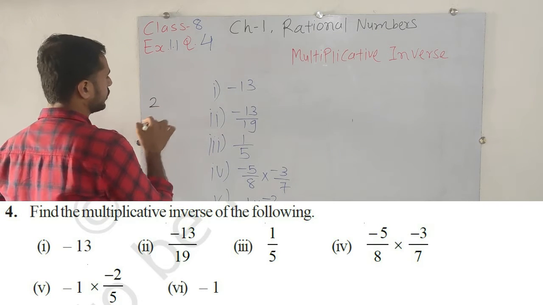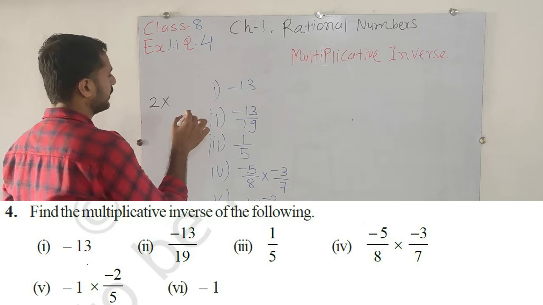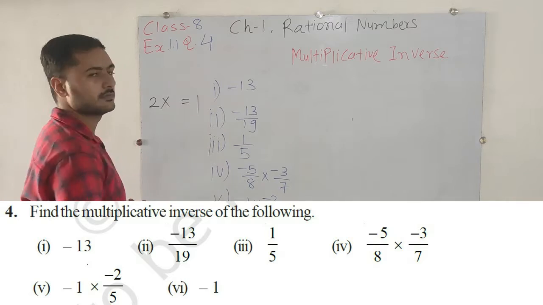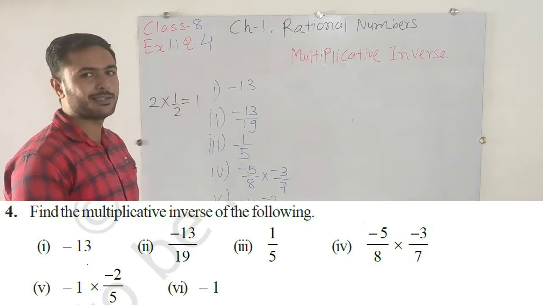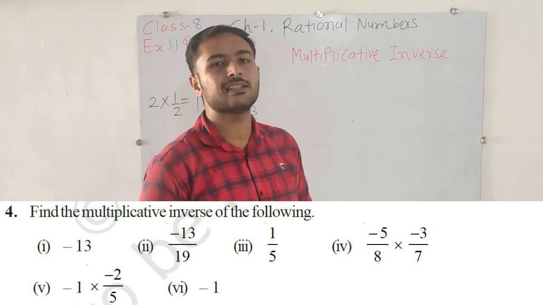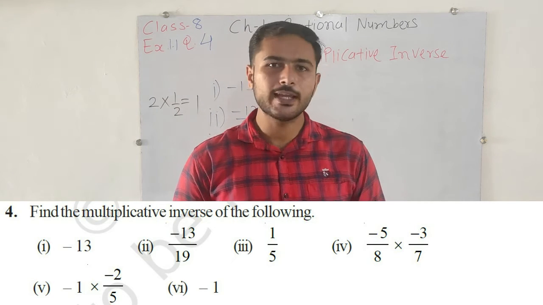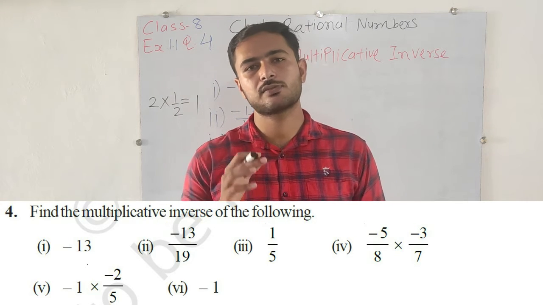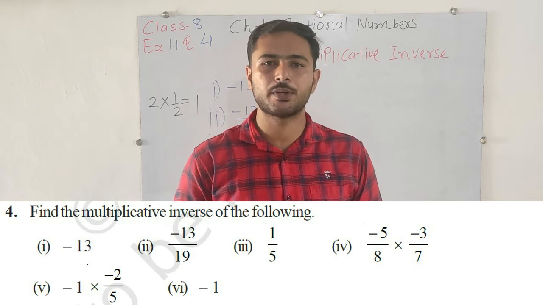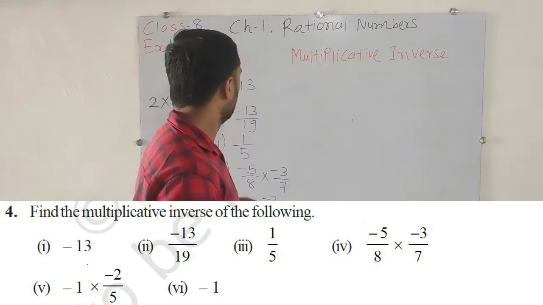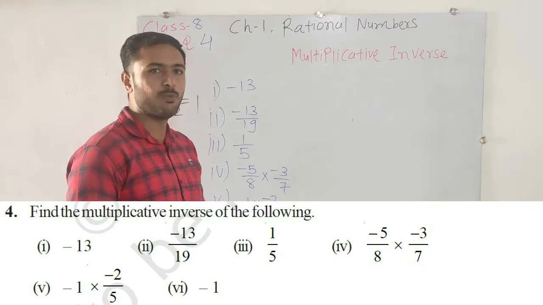If I write 2. Okay. So what should I multiply by 2 to get the answer 1? That is 1 by 2. Multiplicative inverse can also be represented as a reciprocal. Okay. So whenever you have any number, just write down the reciprocal of that number. That will be the multiplicative inverse of that particular number. Now, here are a total of 6 questions. Let's do them one by one.